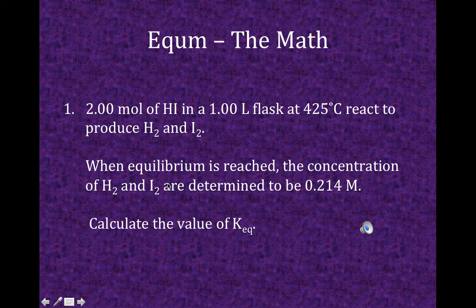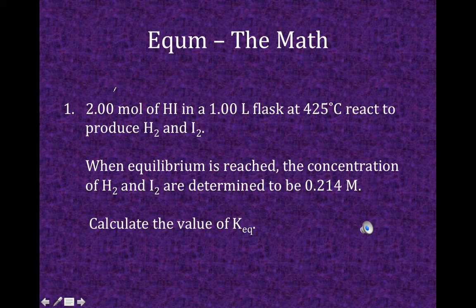Now this question is a little more interesting because we're given what we have at the start. It says we have 2 moles of HI, and it happens to be a 1 liter flask. And when we use ice, we like to use concentrations. So this will just become 2.00 big M. And we are assuming that we have no hydrogen or iodine at the start.